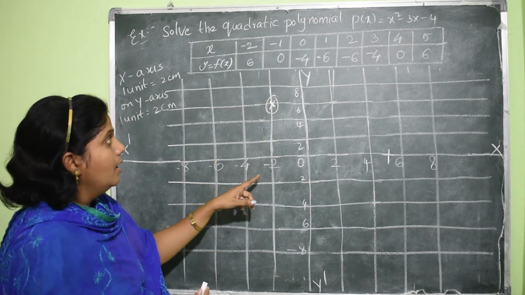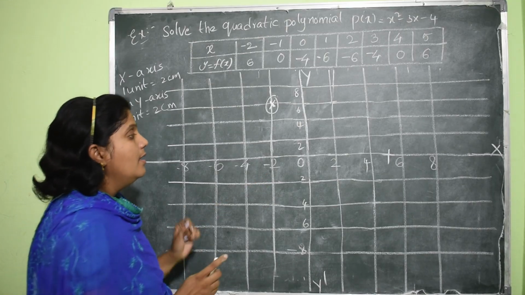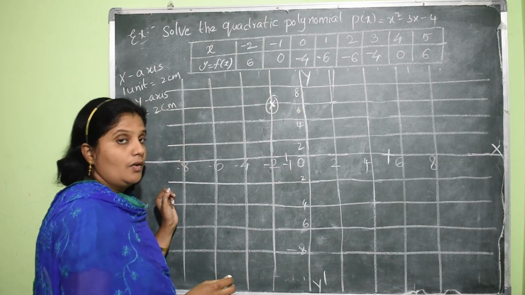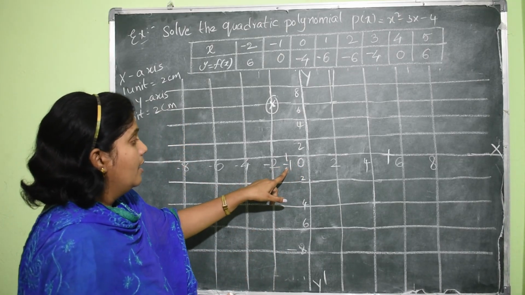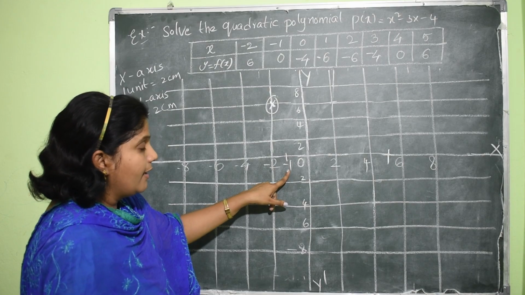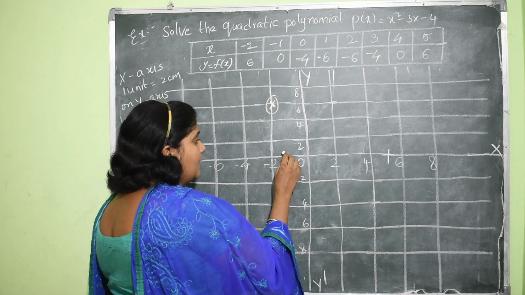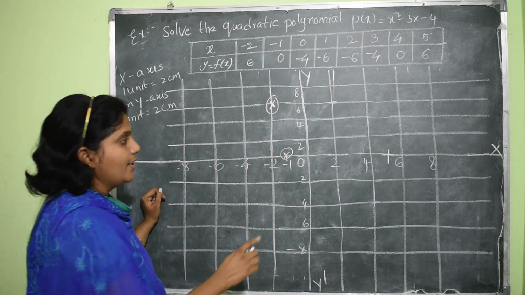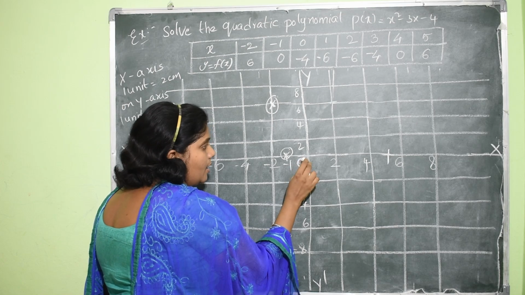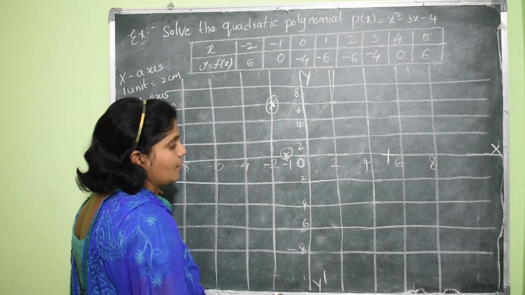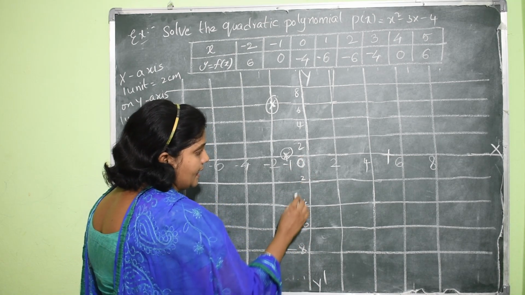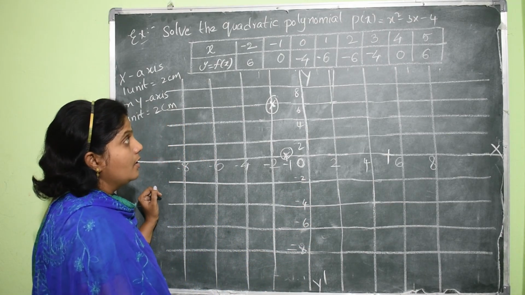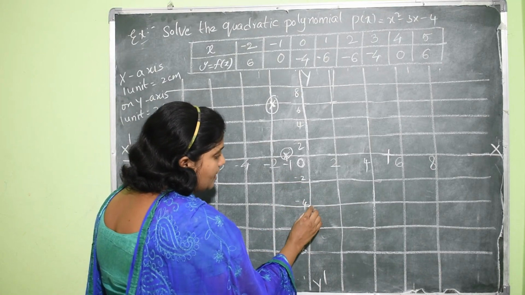Next, for minus 1. Minus 1 is not labeled here, so minus 1 lies exactly between 0 and minus 2. So, minus 1 lies here. For minus 1, what is the y value? 0. So, the point lies here itself. Next, for 0, for x axis 0 means 0 here only. The y value is minus 4. Here it is negative y axis: minus 2, minus 4, minus 6, minus 8. So, for 0, minus 4 it will come here.